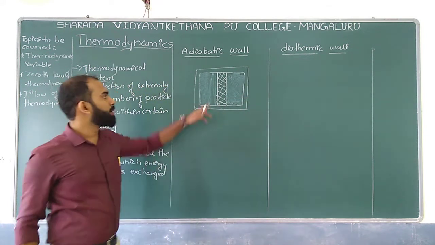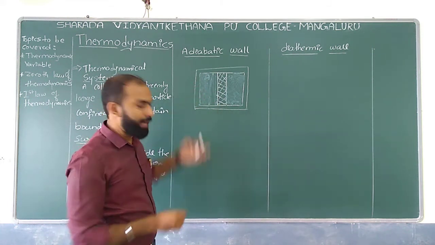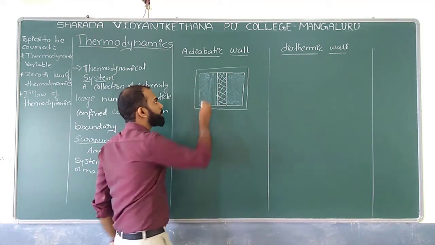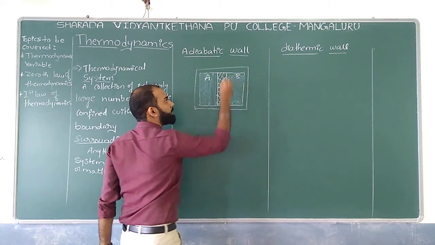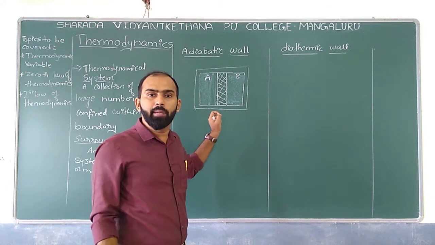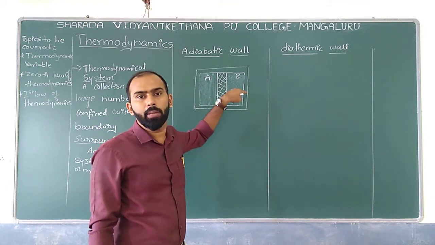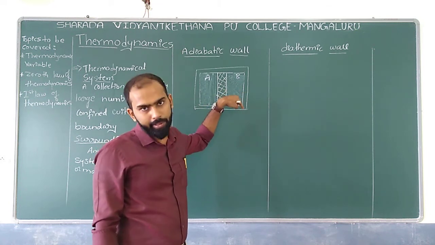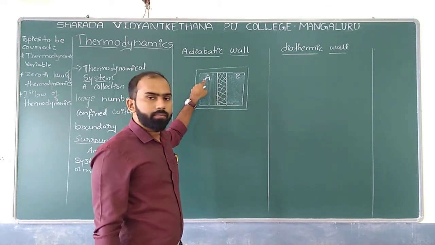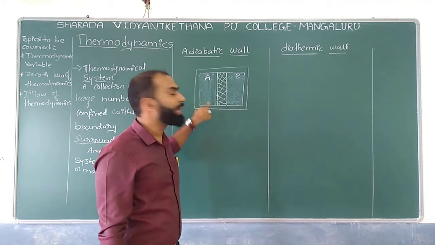Okay, this is the point A, and let us say this side is maintained at temperature A, and this is B. Now, according to our definition of adiabatic wall, what do you mean by adiabatic wall? It is a wall which doesn't allow heat to transfer from one point to another point, or one medium to another medium. Now, for example, A is a system.